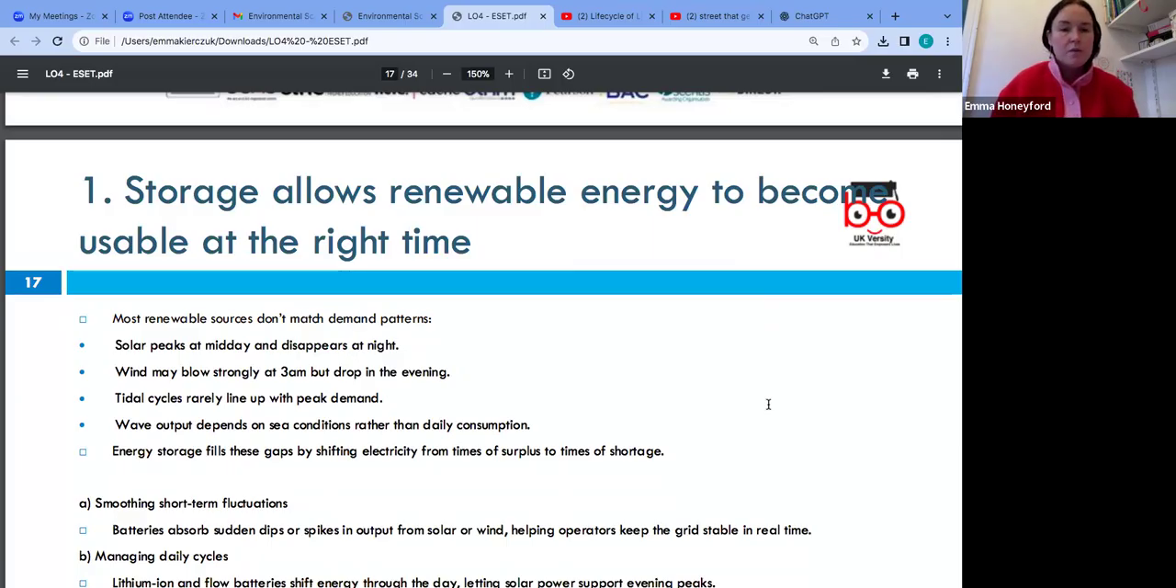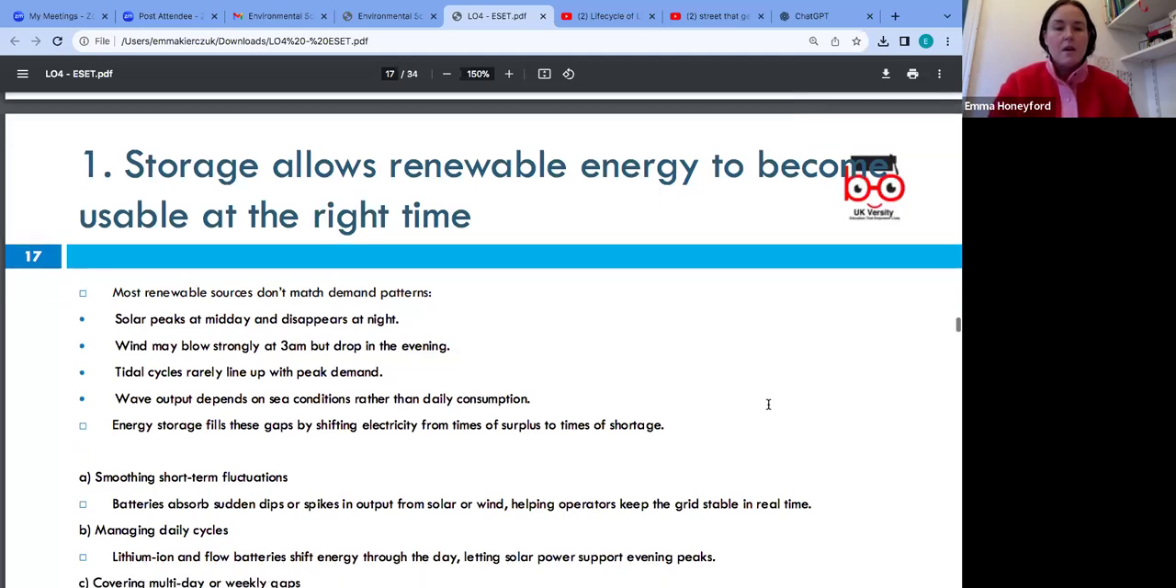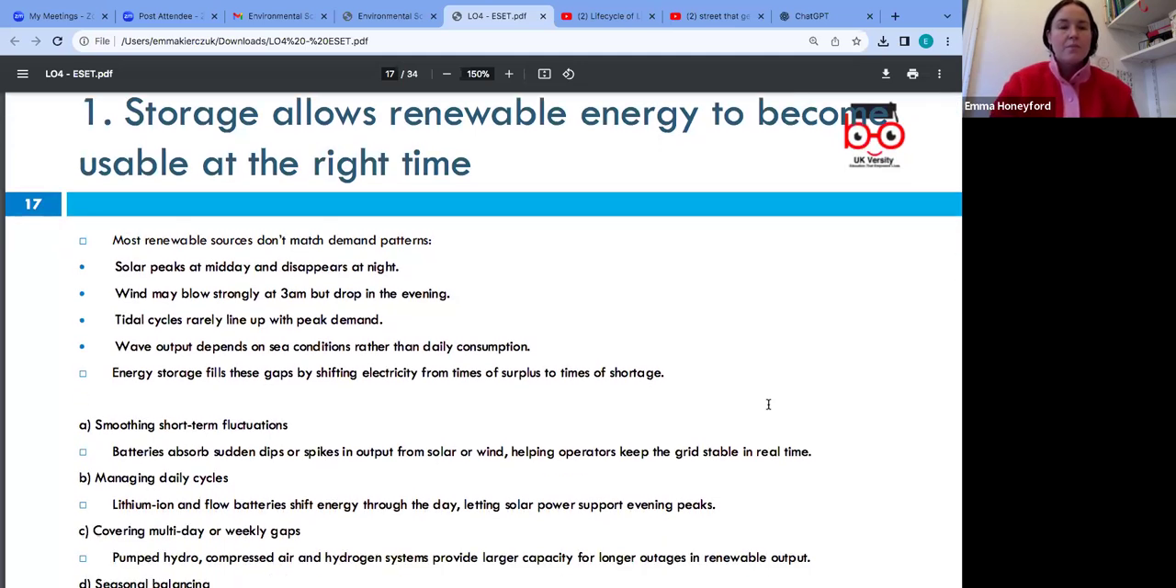Most renewable sources don't match pattern demands. Solar peaks at midday and disappears at night. And then we have another example. Wind power may blow strongly at 3 a.m. but drop in the evening. Tidal cycles rarely line up with peak demand. And wave output depends on sea conditions rather than daily consumption. So we see there we're at the mercy of nature. Nature is unpredictable. So that is why it's seen as being quite limited.